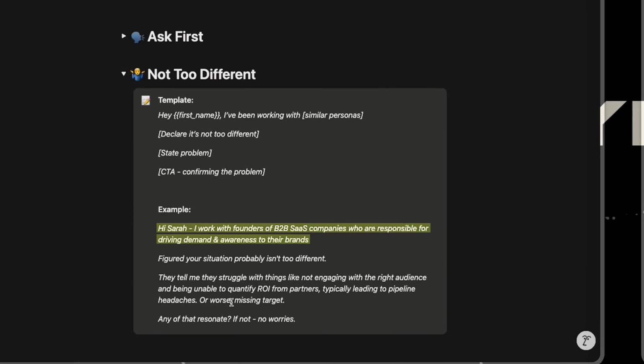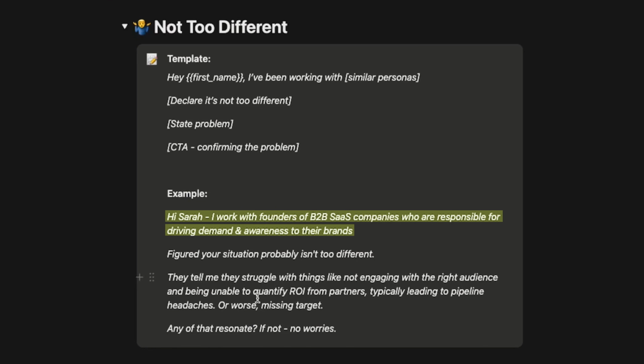Line 1. Hey Sarah, I work with founders of B2B SaaS companies who are responsible for driving demand and awareness to their brands. Line 2. Figure your situation probably isn't too different. Line 3. They tell me they struggle with things like not engaging with the right audience and being unable to quantify ROI from partners, typically leading to pipeline headaches or worse, missing target. Line 4. Any of that resonates?